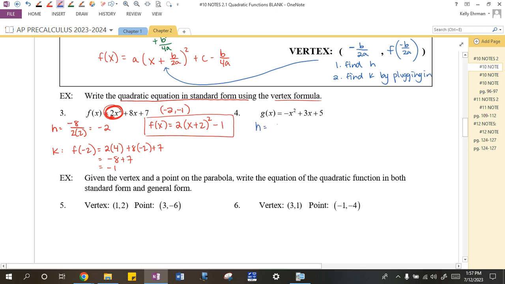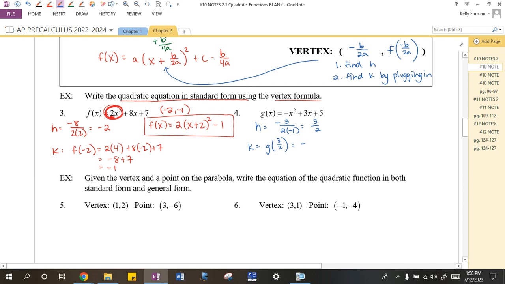Find h, the opposite of b over 2a. -3 over -2 is just 3 over 2. So we have a fraction, but again, that's okay. We didn't avoid fractions with complete the square. To find k, you evaluate g of 3 over 2.